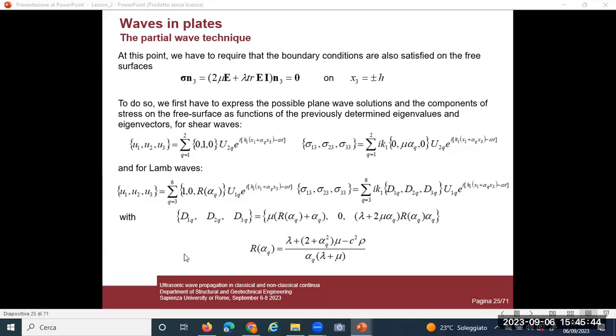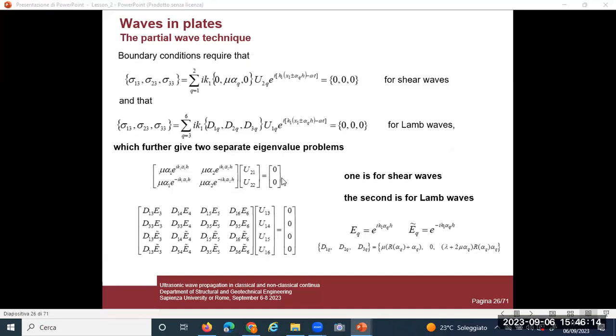But that's not the end, because that was just the first eigenvalue problem, the one derived from the bulk equations. Now we've got to satisfy the boundary equations. Then we express our solution as a function of the solution of the first eigenvalue problem, and then substitute everything in the bulk equation and get, again, 2 separate eigenvalue problems. One is for shear waves, and the second is for Lamb waves.